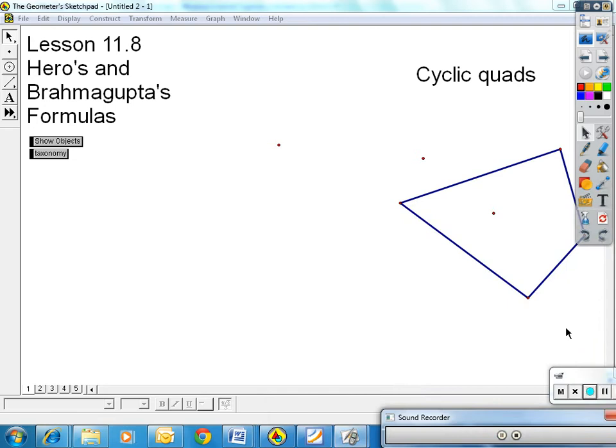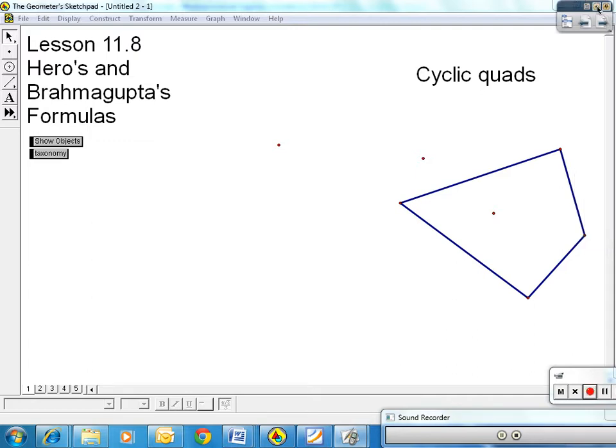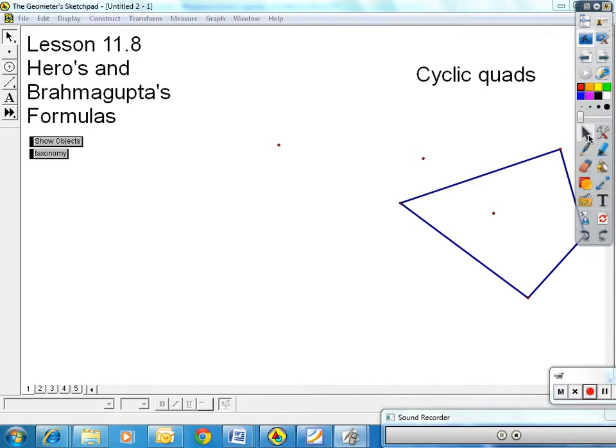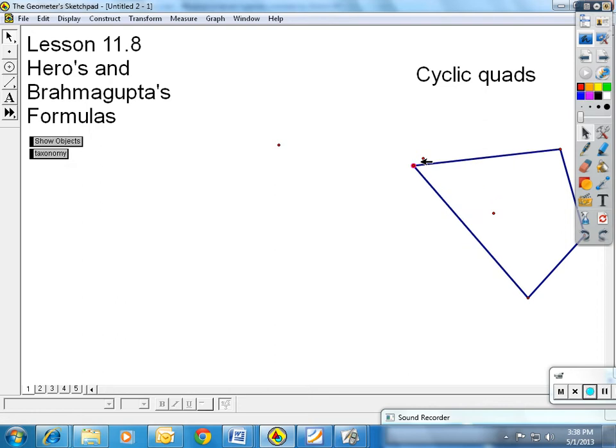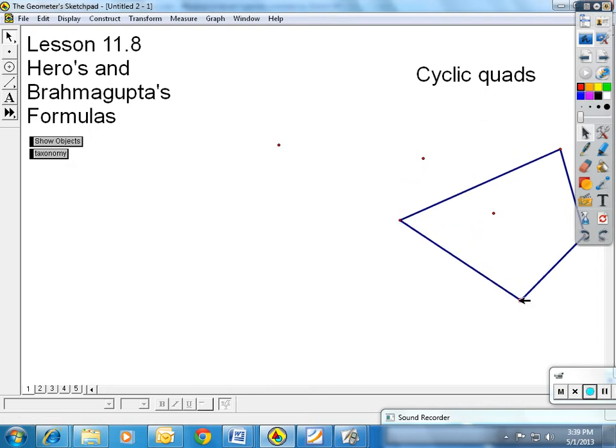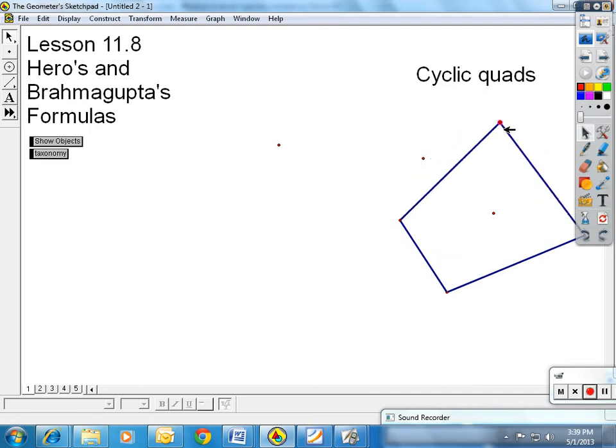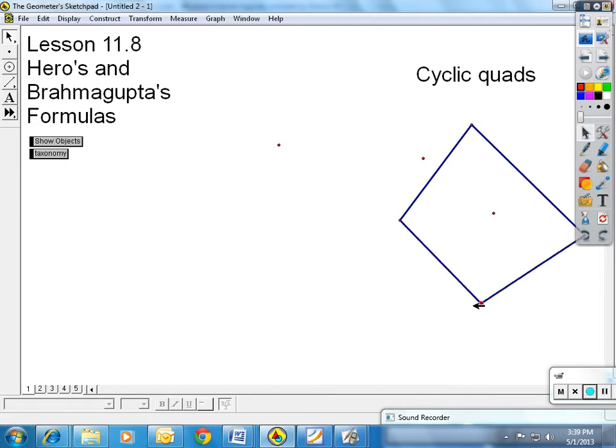Hello everyone, lesson 11.8, the final lesson in chapter 11, is on Heron's and Brahmagupta's formulas. That's a mouthful. Take a look at the quadrilateral that I have here, and as I play with this quadrilateral, see if you can see perhaps why it's special. This is a dynamic quad. Why is this special? There's something special about this quadrilateral and how it behaves.